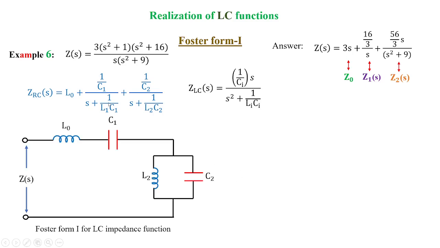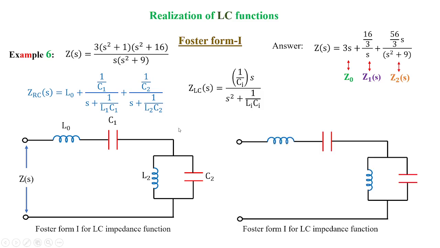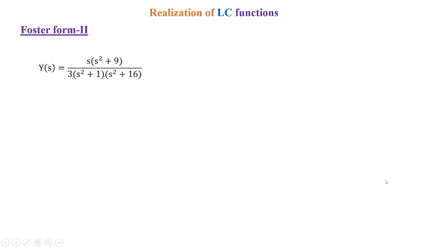Now with this, we can frame the Foster form 1 LC impedance function, which is shown by this general representation. When we substitute the original answer, we are going to get the impedance function of the LC network for Foster form 1 in this form. The similar thing you can apply for Foster form 2.